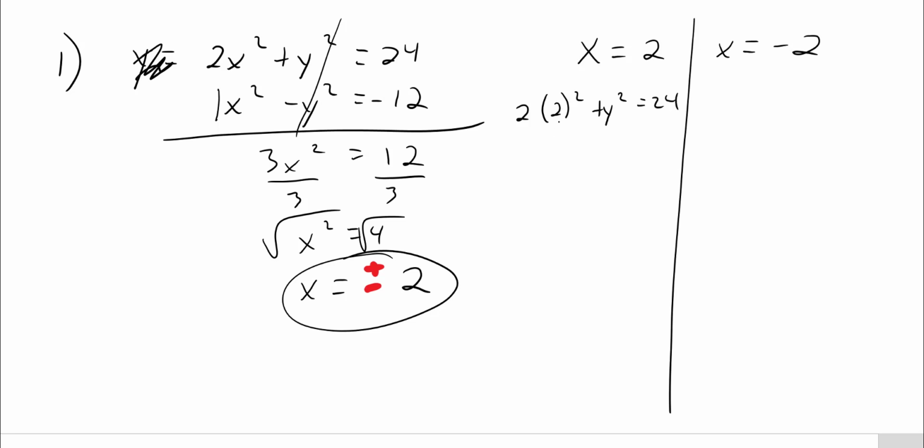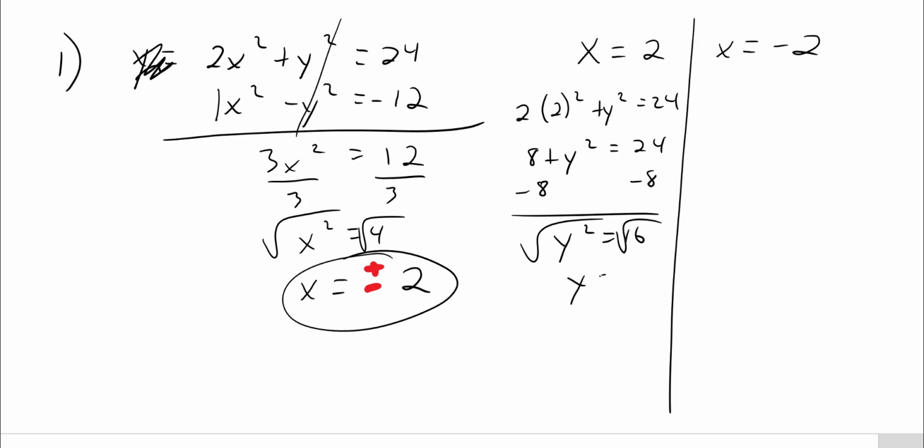So 2 squared is 4 times 2 is 8. So it's 8 plus y squared equals 24. Subtract 8. So you get y squared equals 16. Take the square root of both sides. y is equal to, again, do not forget, plus or minus 4. So technically, for x equals 2, I have y equals plus or minus 4. So these are my answers. I have 2 comma 4 and 2 comma negative 4.